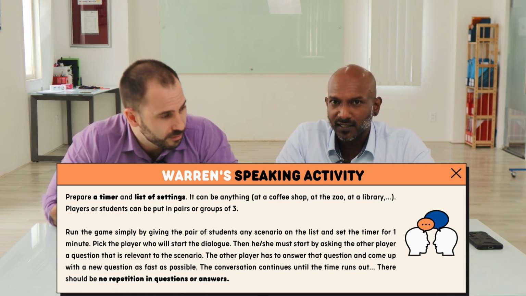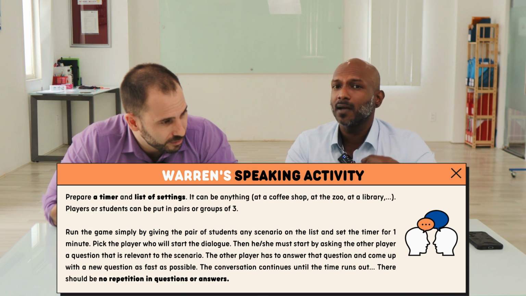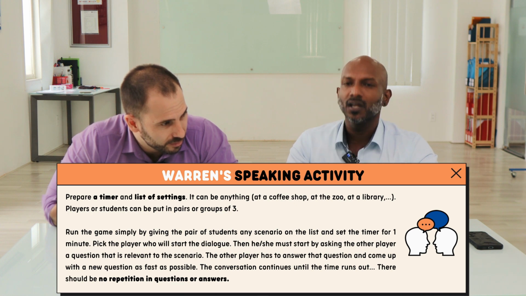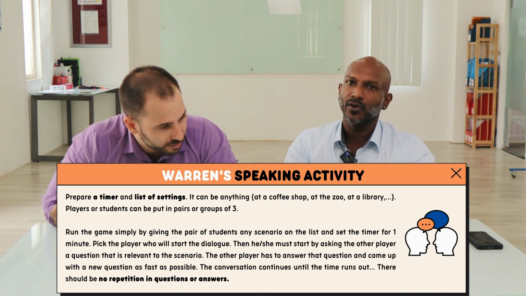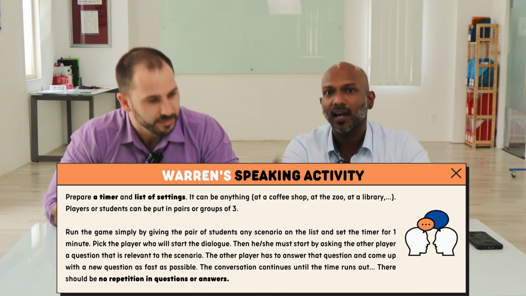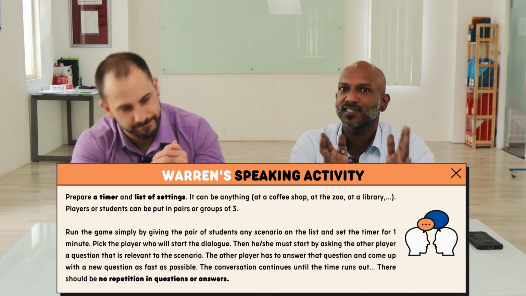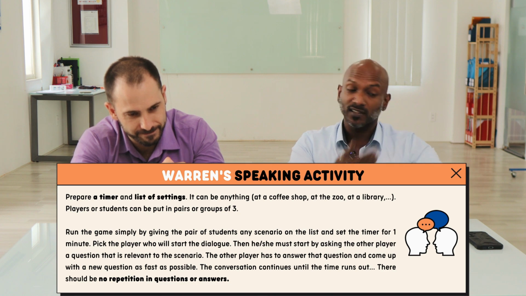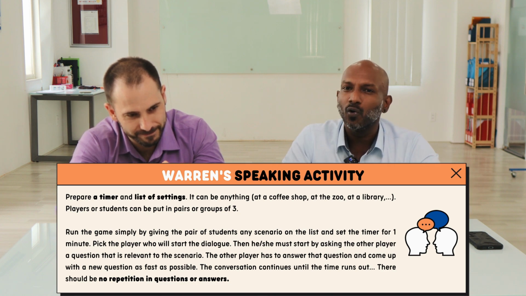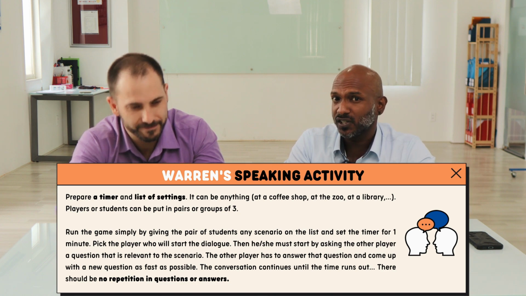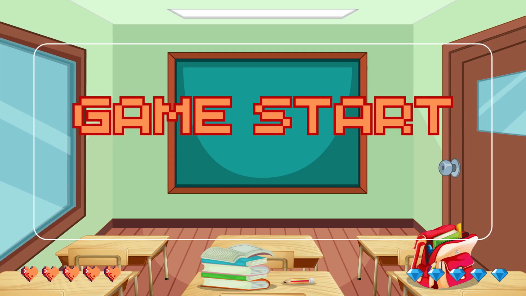Pick the player who will start the dialogue. Then he or she must start by asking the other player a question that is related or relevant to the scenario. The other player has to answer that question and come up with a new thing to ask as fast as possible. The conversation continues until the timer runs out. Now, the only rule is that there should be no repetition in questions or answers.